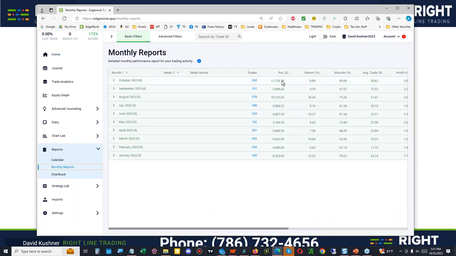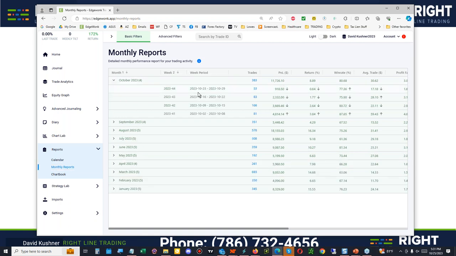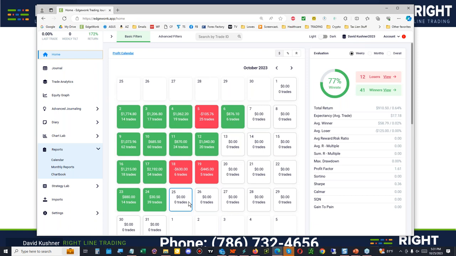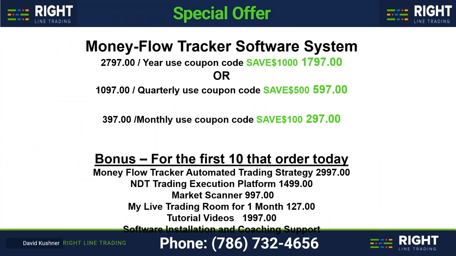We're up $11,726 in October. This week, we're up $910. Okay. So I don't go by, did I make money today? Did I lose money today? Did I make a lot of money yesterday? Did I lose a little money today? I don't go by that. And that's not the right way to go about trading.